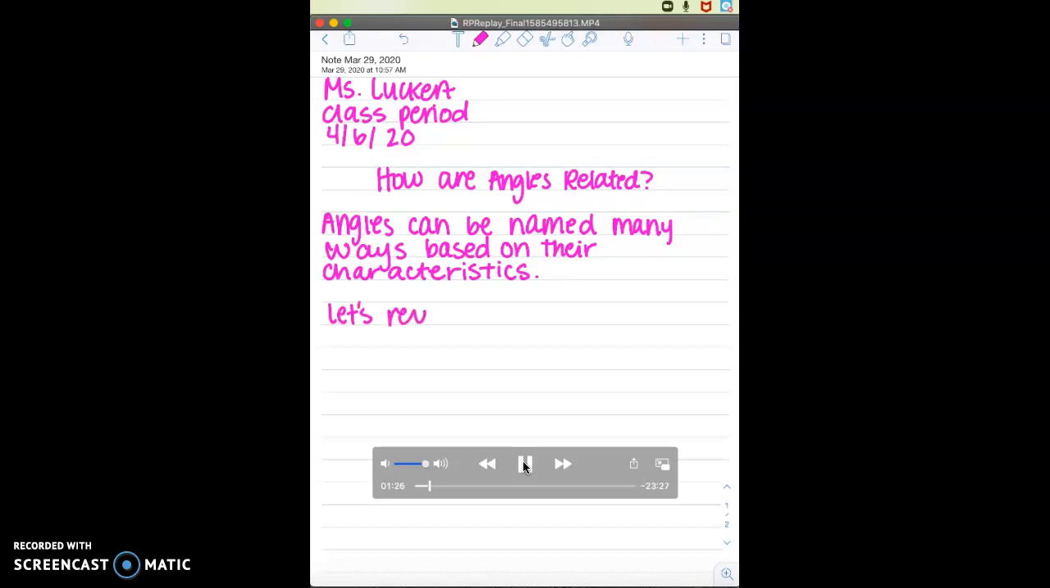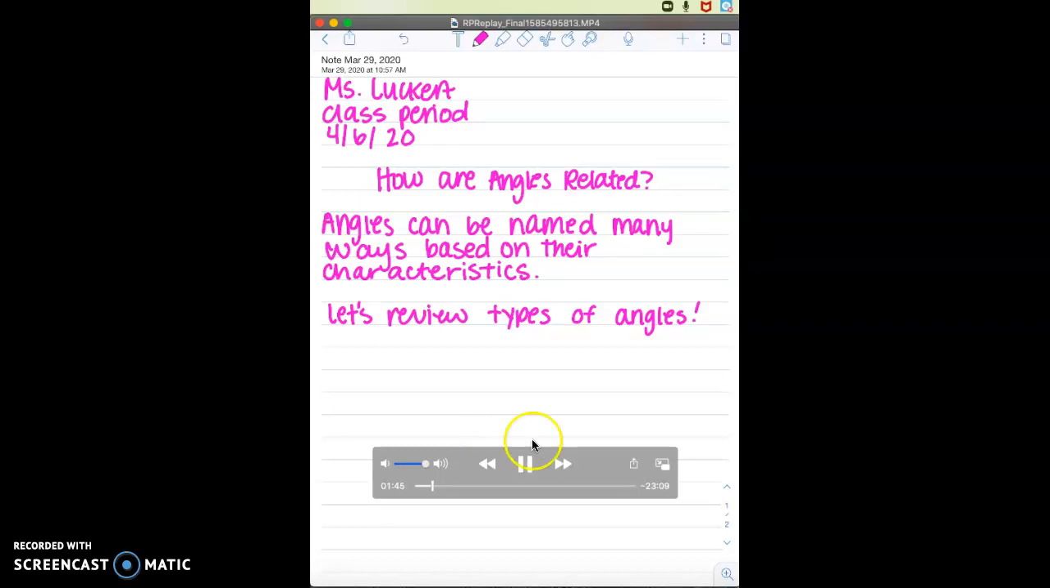So we're going to review different types of angles. And like I said, you guys will probably remember several of these from 6th grade, but we're just going to go over them just to be sure that we're all kind of caught up and refreshed on everything.